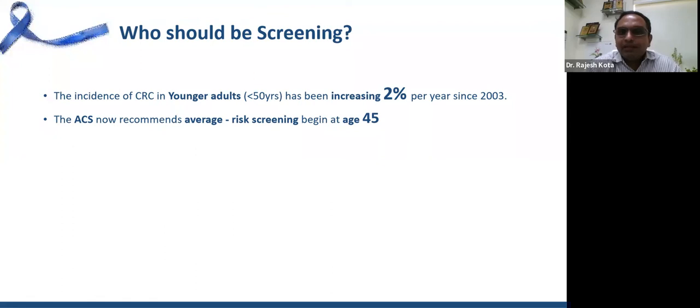Who should be screened at a younger age? That is, if someone has a family history of colon cancer, or if someone has, as I said, those signs and symptoms of colon cancer, like unintentional weight loss or a low hemoglobin, alternating bowel habits like constipation and diarrhea, unexplained abdominal pain lasting for more than 2-3 weeks. All these people should be screened for colon or rectal cancers.